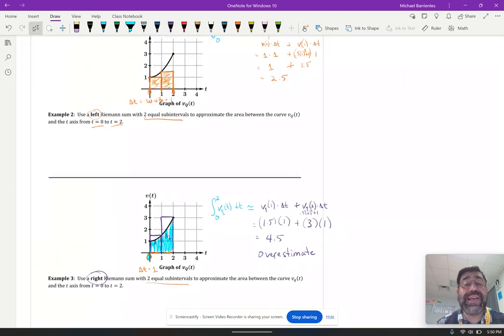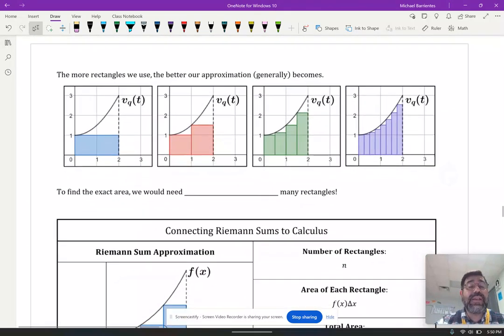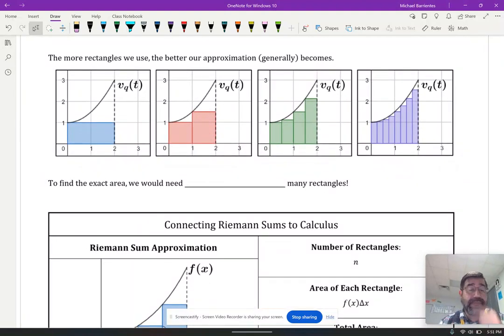A lot of students will guess, is it 3.5? Because that's halfway in between. Well, maybe, but we need to get maybe a little bit more information on where it is. So here's what we need you to understand. We used one rectangle, and by the way, this is a left Riemann sum rectangle, and we shaded some space, but not all of it.